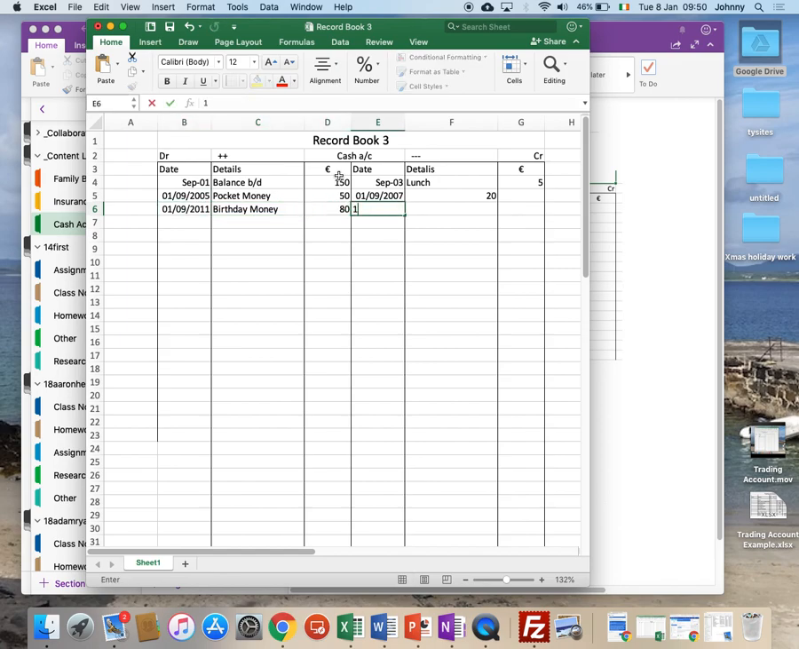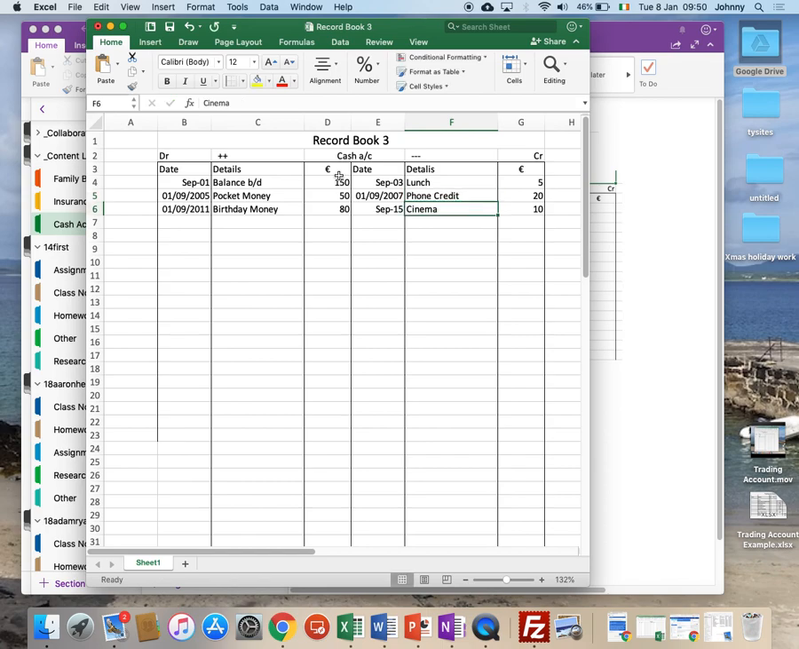CR, so, and it's cinema. How much is it? €10. And I just realised I put that 20 in the wrong place. What was that 20 for? That was phone credit.